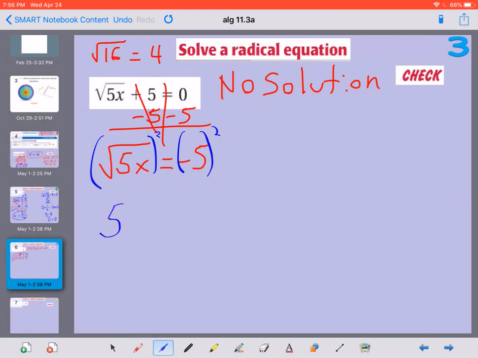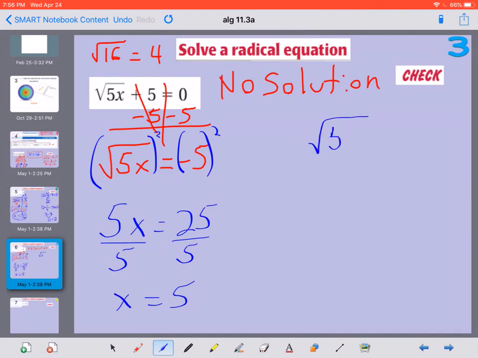So we would get 5x equals negative 5 times negative 5, which is 25. If I divide that by 5, I get x equals 5. Now I would have to put that back into my equation to see if it works. So I'll get the square root of 5 times 5 plus 5 equals 0.